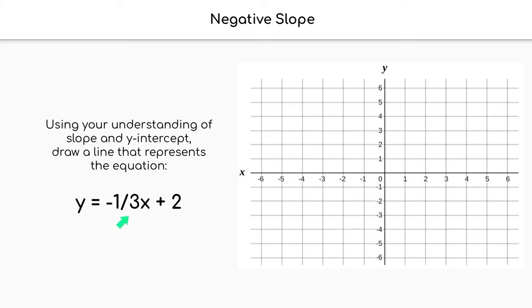How do we know our slope is negative 1/3? Because that is our coefficient. That is our number that is going to be multiplied by our variable. And the y-intercept is just a constant. It's the number that we add or subtract.